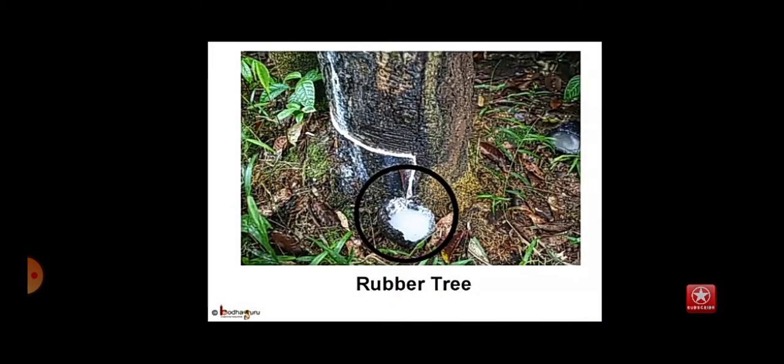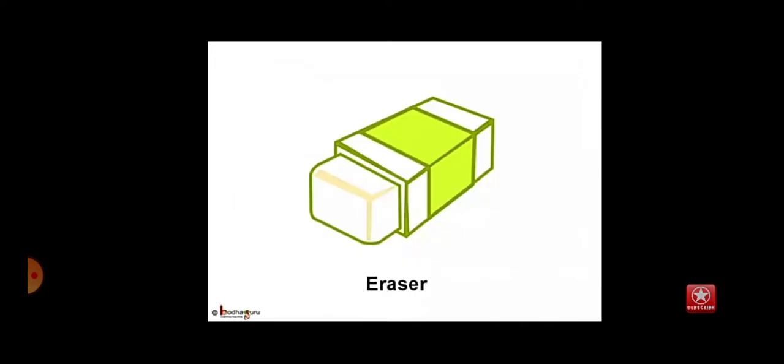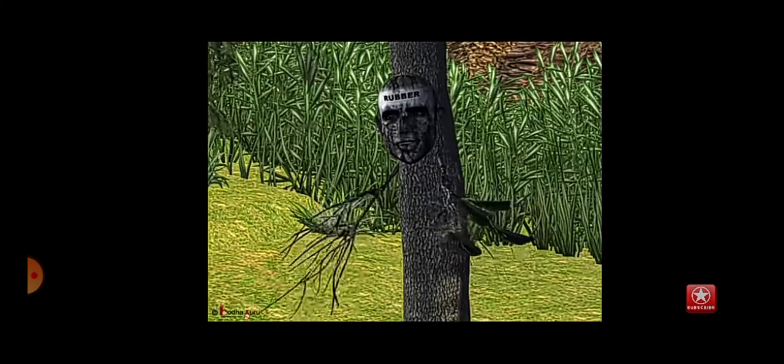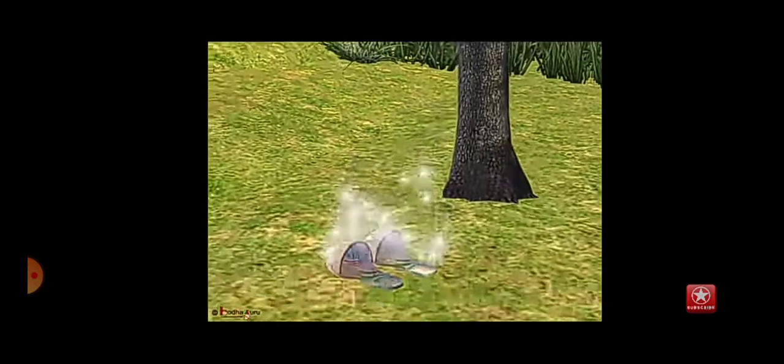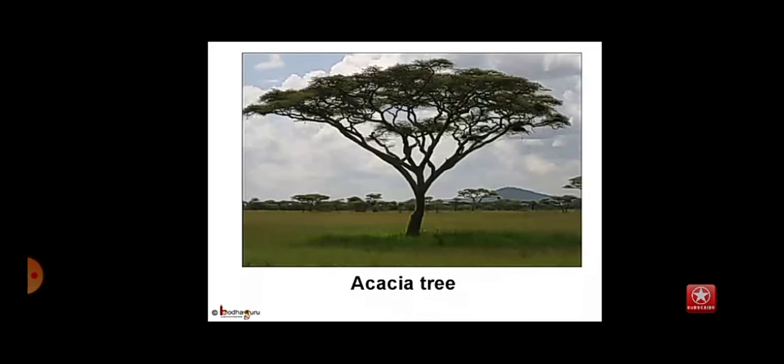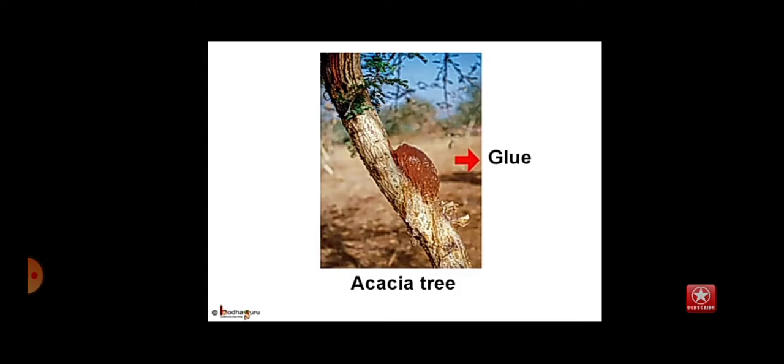Similarly, rubber tree gives us rubber which is used to make eraser for your pencils. Even the tires of the cars, buses are made of rubber. In the story, Sona was happy to receive rubber slippers from the rubber tree. The gum or glue which is used to stick paper is obtained from the stem of the kikar or acacia tree. But oh, sharpener we don't get from that tree.